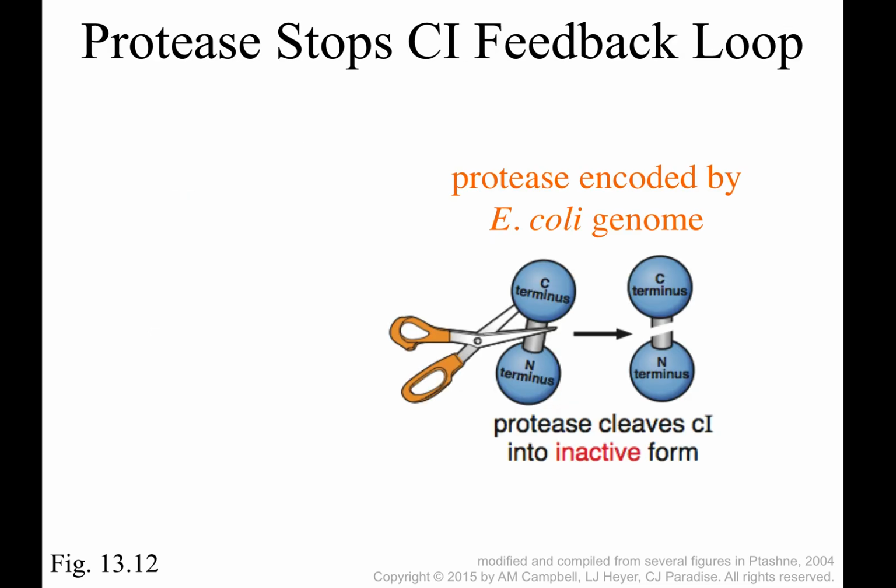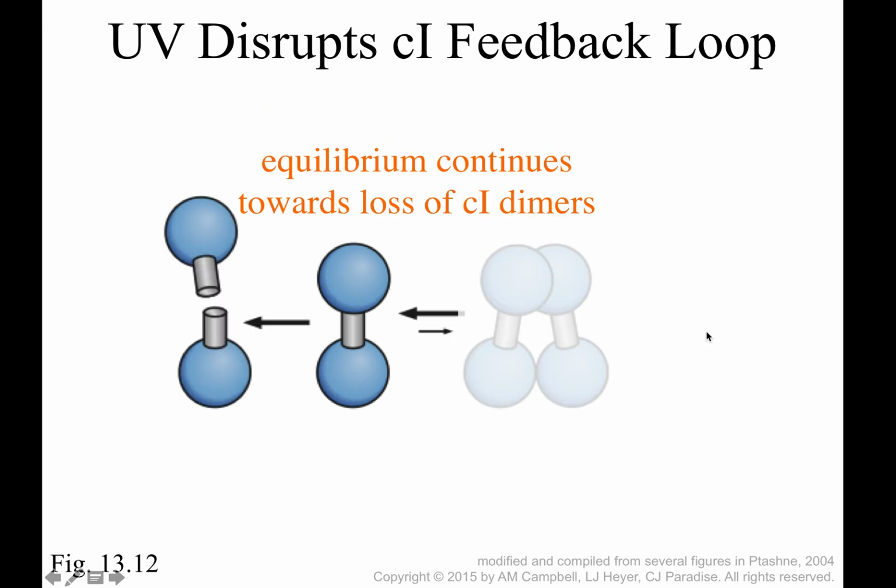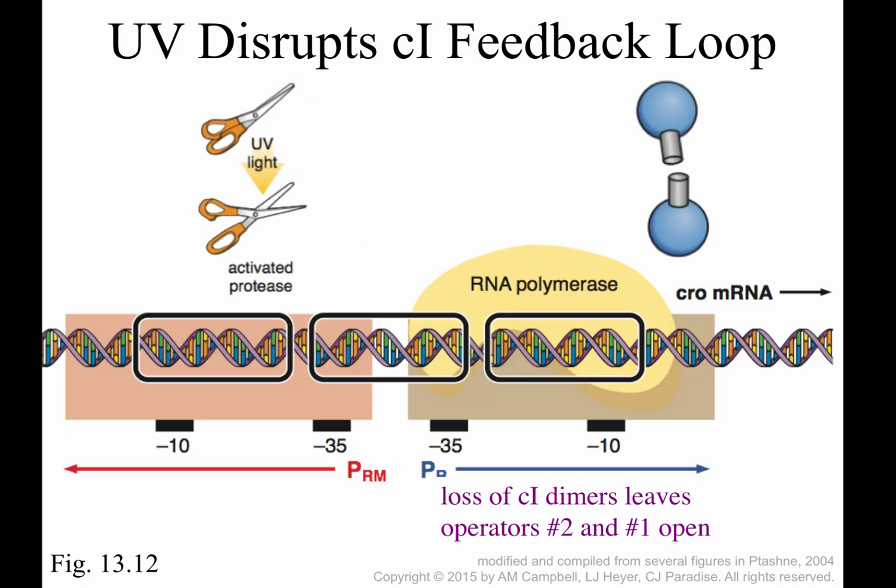Okay? So the protease that's activated by UV light can cut up this CI protein to a point where it can't bind to the operator. It will also break dimers into monomers. Okay? And then that means that operator 1 won't get bound, operator 2 won't get bound, and the PRM, the left side of the pathway, won't get activated.